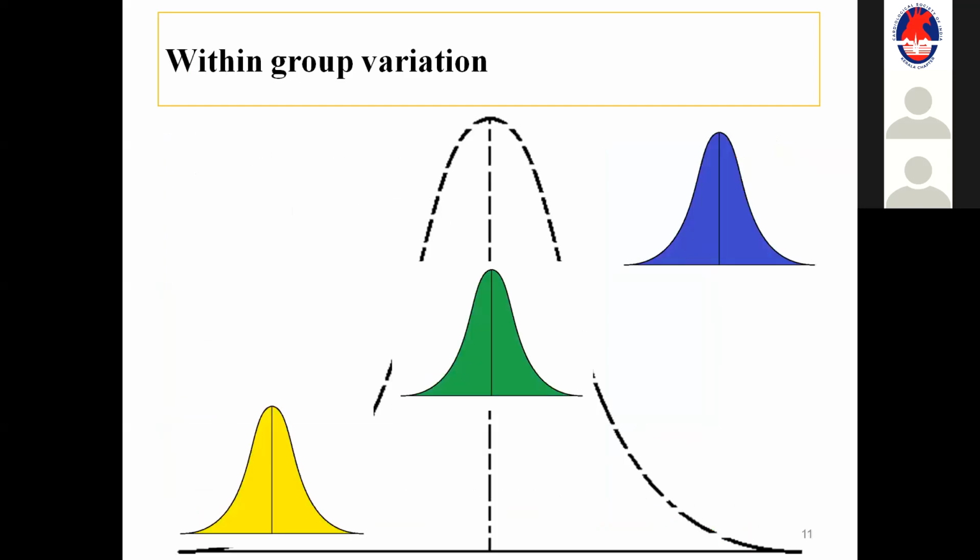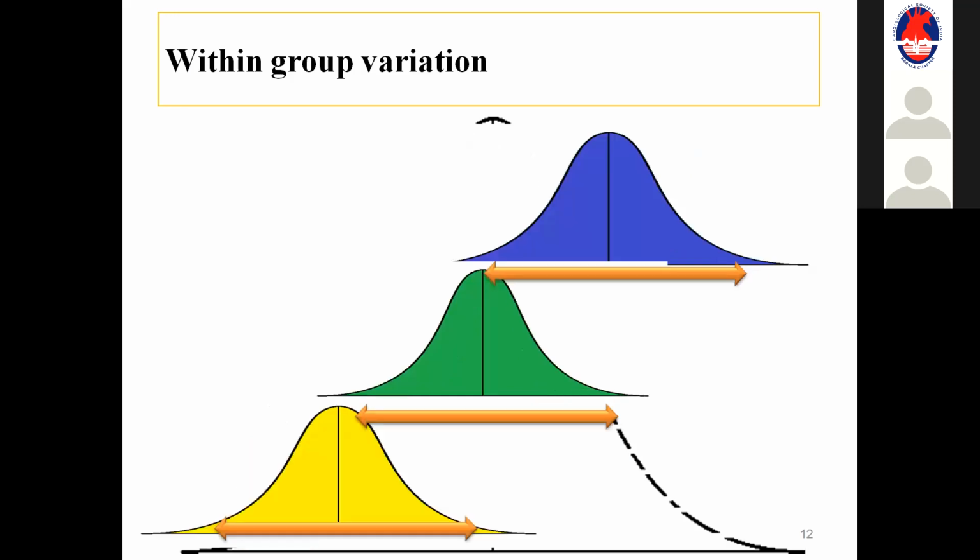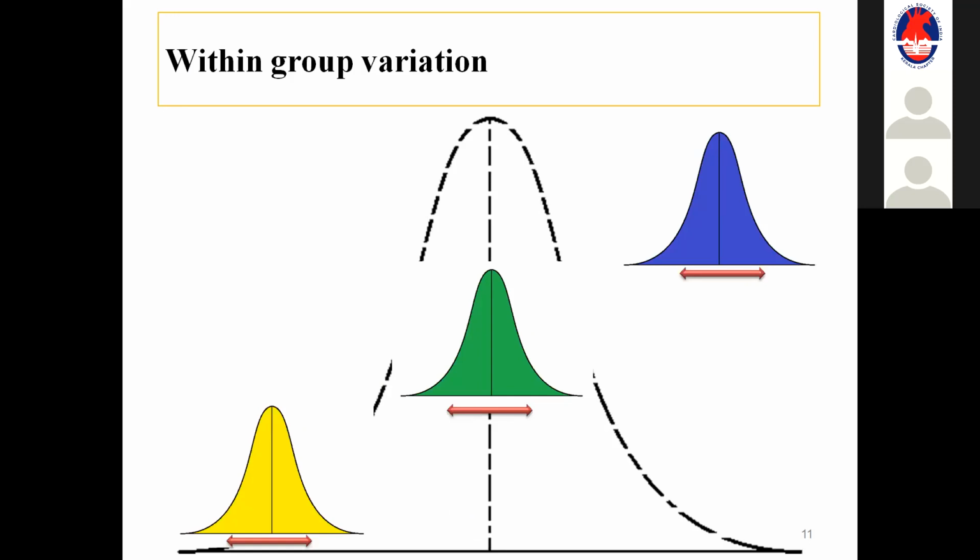Then we discussed between group variation, which I said is the variation of individual means from the overall mean. So now what is the within group variation? Within group variation is the variation of individual observations within that sample from their own mean. If you see the blue sample, it has its own mean, which is x1, for green x2, for yellow x3. The variation of individual observations within that group is called within group variation.